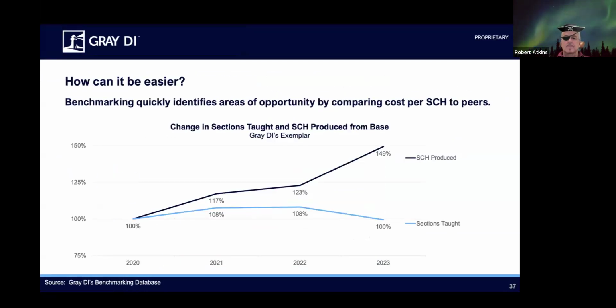So if you look at the exemplar, they managed to pull this off. They decreased, actually maintained, the number of sections taught over the 4-year period. They crept up for a little while, and then they brought them back down again. During that time, they increased the student credit hours production by 49%. So big progress in terms of the number of student credit hours taught per section.